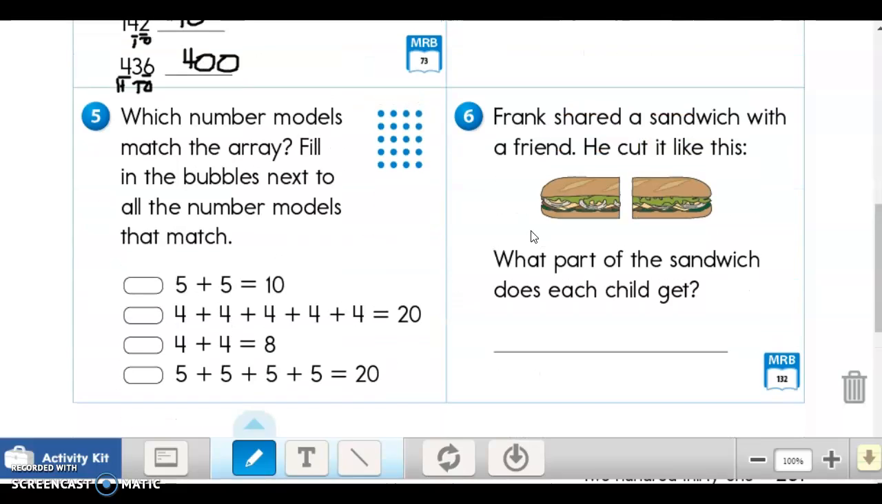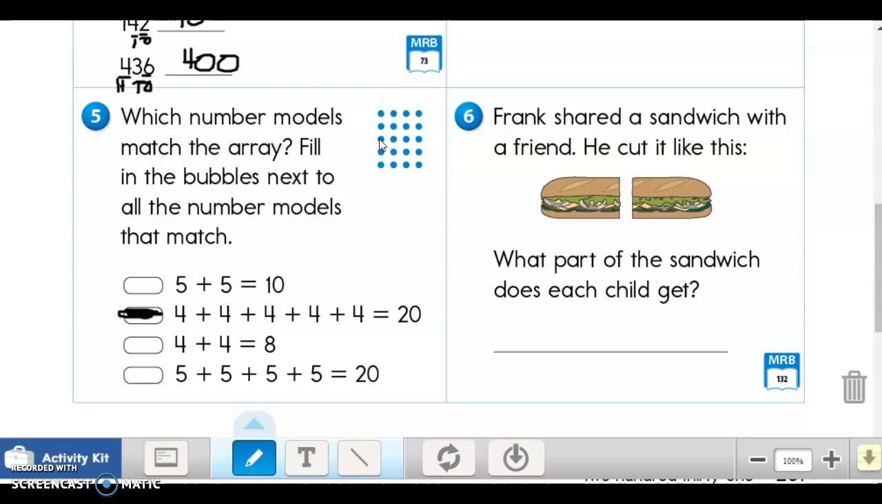Number five, which number models match the array? Fill in the bubbles next to all the number models that match. So that's telling me we might have more than one right answer. Let's look at this array here. One, two, three, four, four across. One, two, three, four, five down. So it seems like you are doing four plus four plus four plus four plus four. That'd be one, two, three, four, five. There's the number four, five times. That's going to be one for sure.